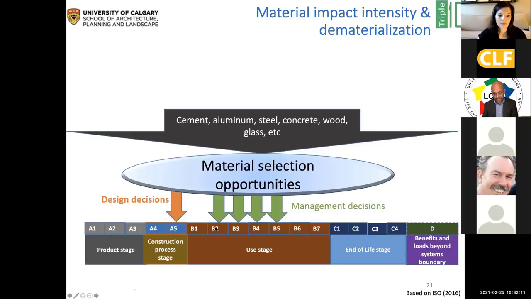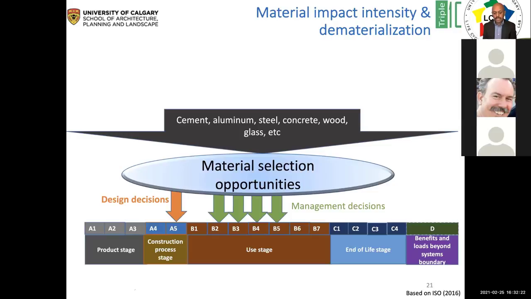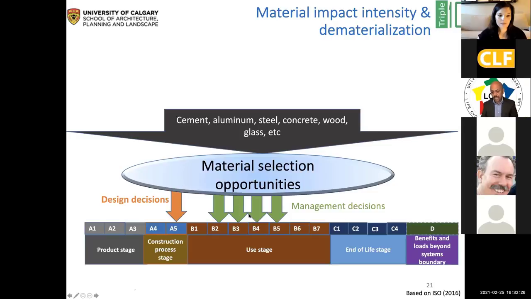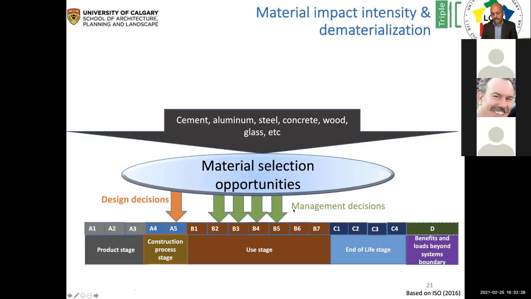But of course, like I said, if you are a building manager and you are managing a number of buildings downtown and so on, you might be interested as well in looking at the recurring material input. And then you can also look at B1 to B5. So these are still materials, but happening during the operational lifetime of the building.